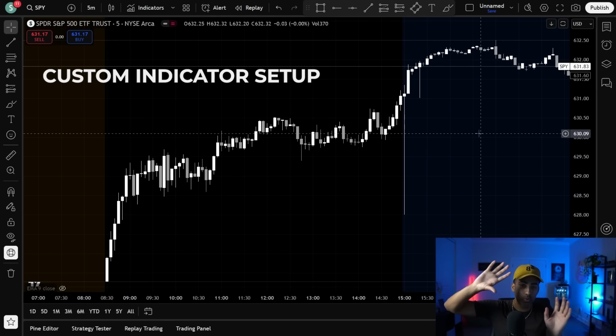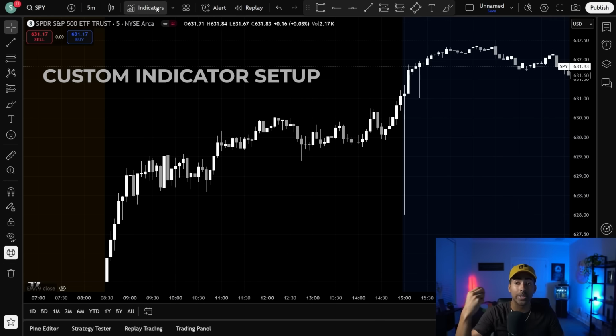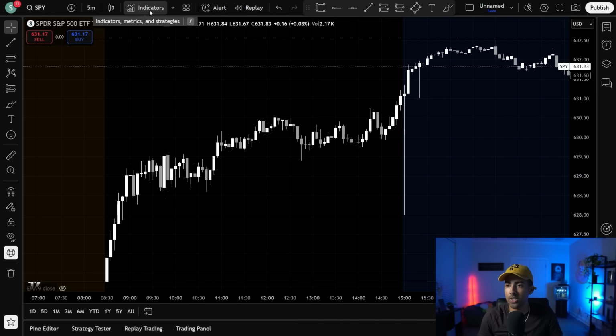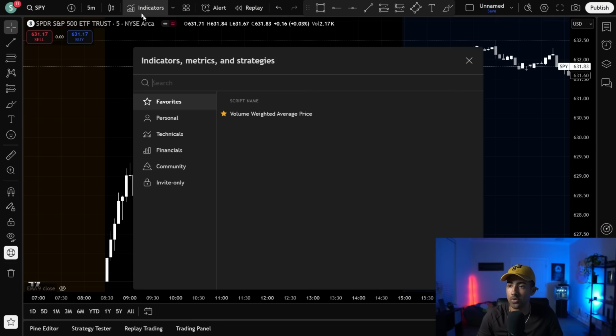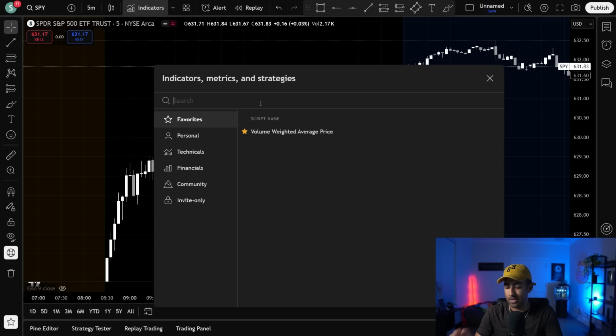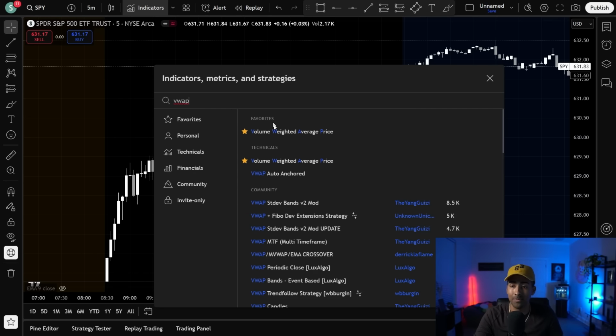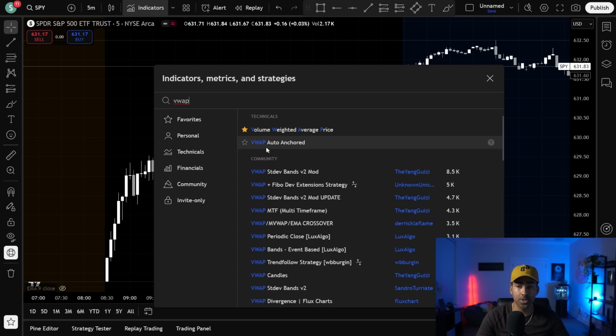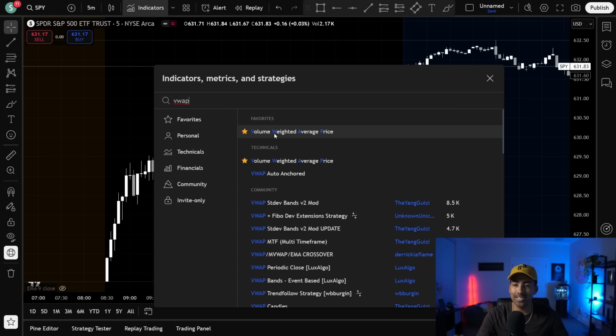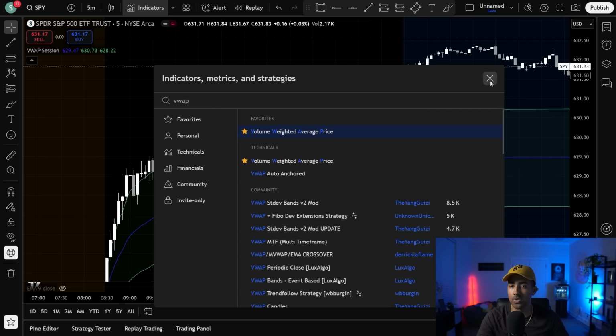Now, before I show you the whole strategy, what I've got to do is actually show you the custom setup of these indicators. So the first thing you want to do is go over to your chart and go to the indicators tab. Now, the first indicator we're going to talk about is VWAP. When you search up VWAP, you're going to see volume weighted average price. I personally would not add VWAP auto anchored, VWAP ST dev bands, VWAP. I wouldn't add any of those, just the standard volume weighted average price. So add that to your chart.